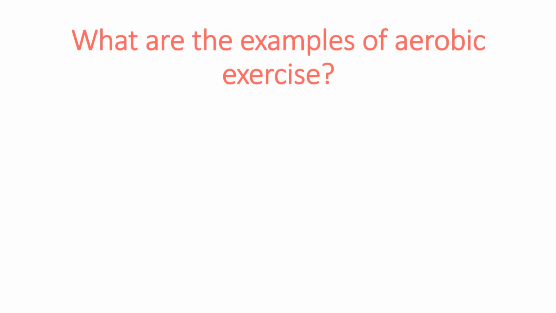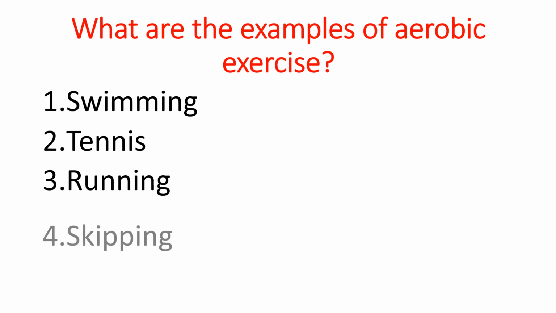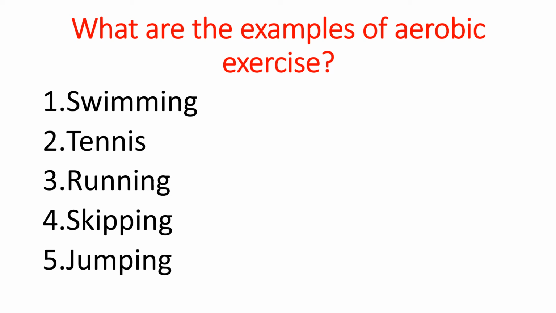Okay? So now I have some questions for you, class. Based on what we read a while ago, what are the examples of aerobic exercise? Can you give me some examples of it? Okay, so first is swimming. Swimming is considered an aerobic exercise. Tennis, running, skipping, and jumping. So those five: swimming, tennis, running, skipping, and jumping are the examples of aerobic exercise.